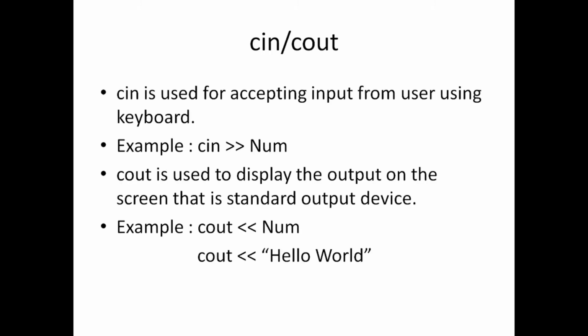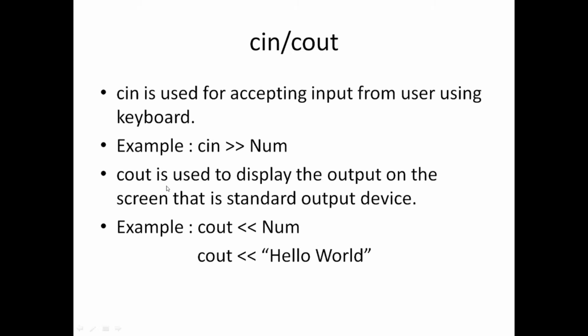Next, I come to cin and cout. Why are we seeing cin and cout? Because in the first program I write, I will use cin and cout. Actually, cin is used for accepting input from the user using the keyboard. Suppose you want to take input from the user using the keyboard, then you have to use cin. Suppose you want to take the input for the num variable, then you write cin double greater than num.